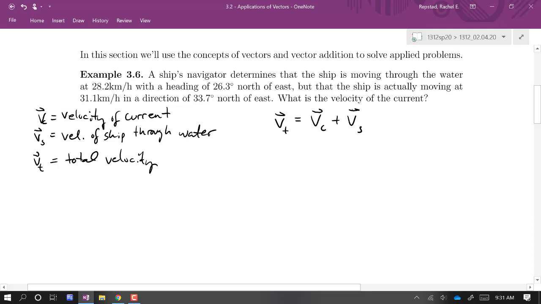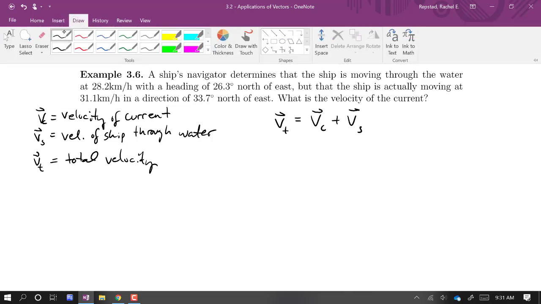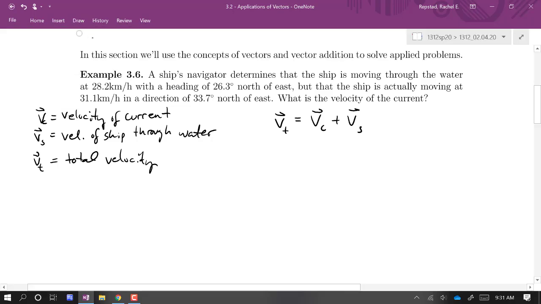This would be true even if the current was working against it. It's just that if the current was working against it, these components might be negative. So I think this is universally true. And then we'll see how we manipulate this equation. We want to find the velocity of the current. So if we subtract the velocity of the ship through the water from each side, we get that the velocity of the current is the total velocity minus the velocity of the ship through the water.